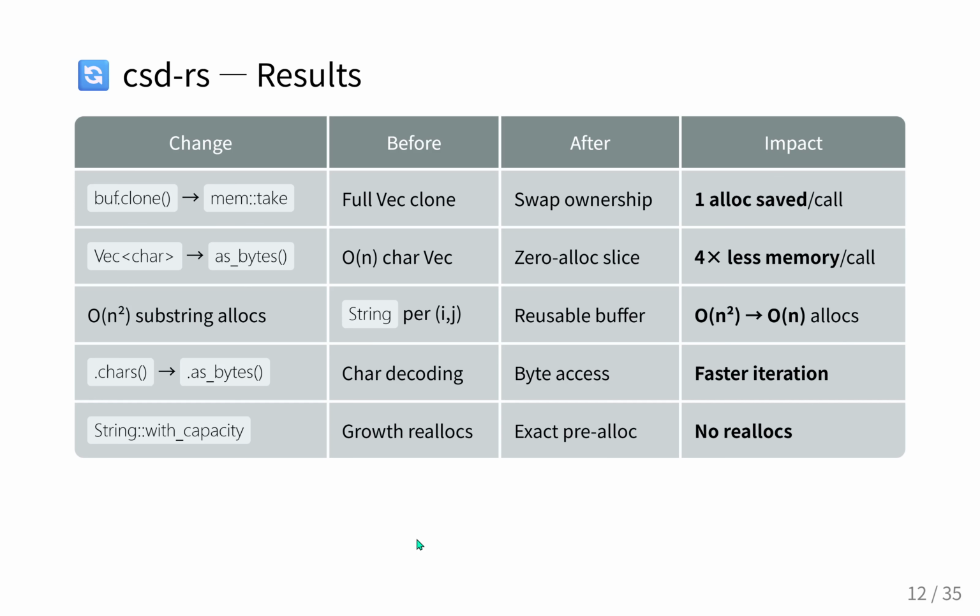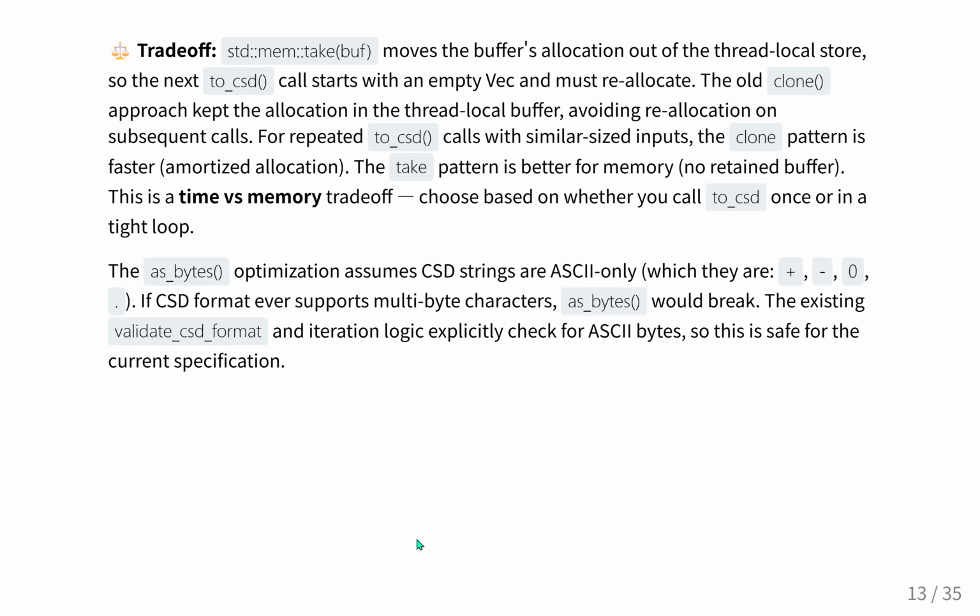Terrible. Because you kept that bloated buffer sitting around in the thread local storage forever, even when the system was completely idle. I see. So memtake slows down the peak throughput of a tight loop, but it guarantees that your baseline memory usage drops back to near zero when the function finishes. Exactly. You are choosing a flatter memory profile over raw CPU speed. It forces the developer to ask, what is the actual life cycle of this application?